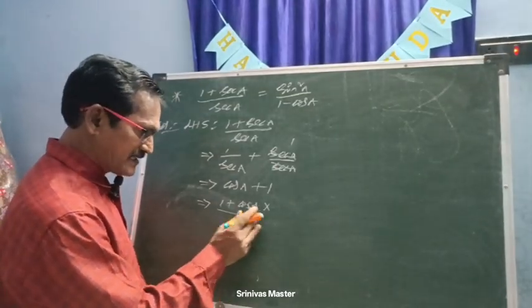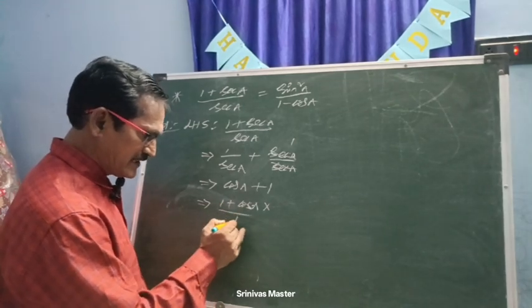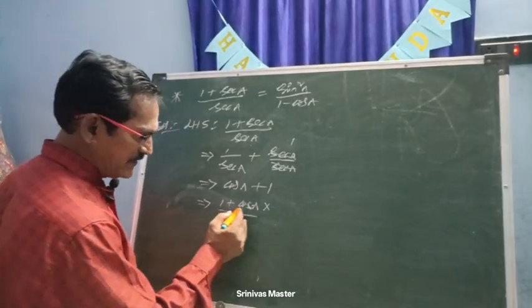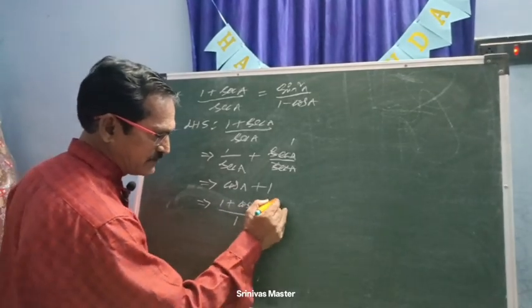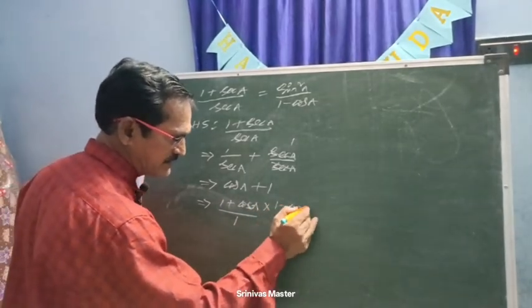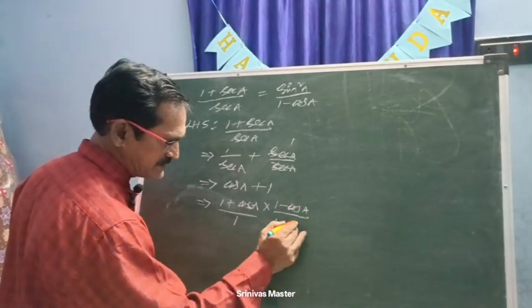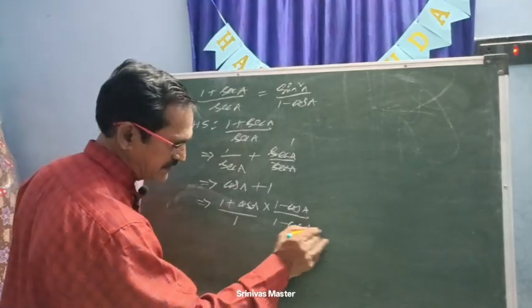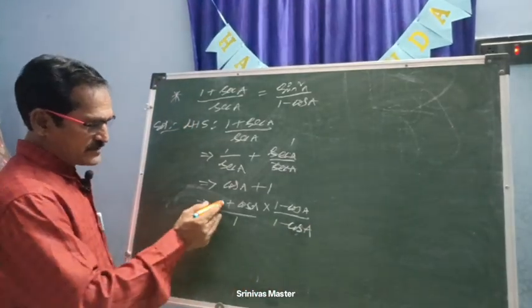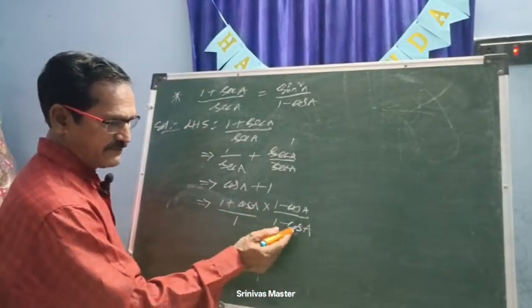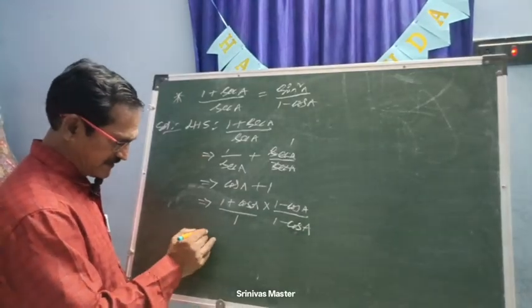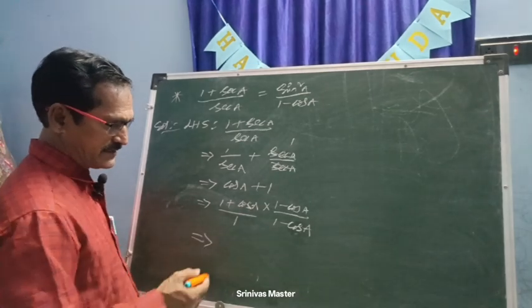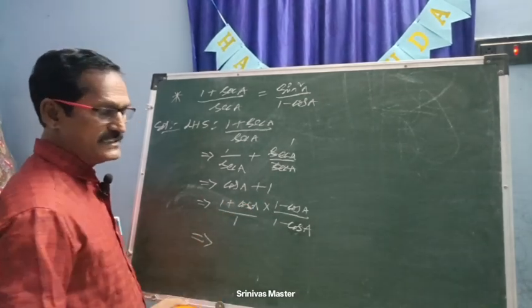So which one are you rationalizing now? There is no denominator, you can think of it as 1. The numerator is what you are rationalizing. That means where 1 plus cos A is given, we have to write 1 minus cos A by 1 minus cos A. The rationalizing concept you already learned in the 9th standard, right? So 1 plus cos A into 1 minus cos A by 1 minus cos A. Then numerator is multiplied with numerator, denominator with denominator.